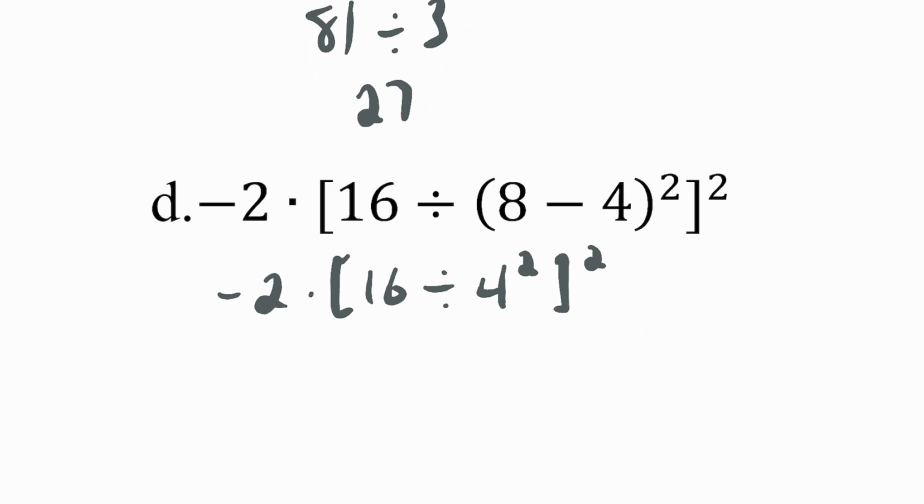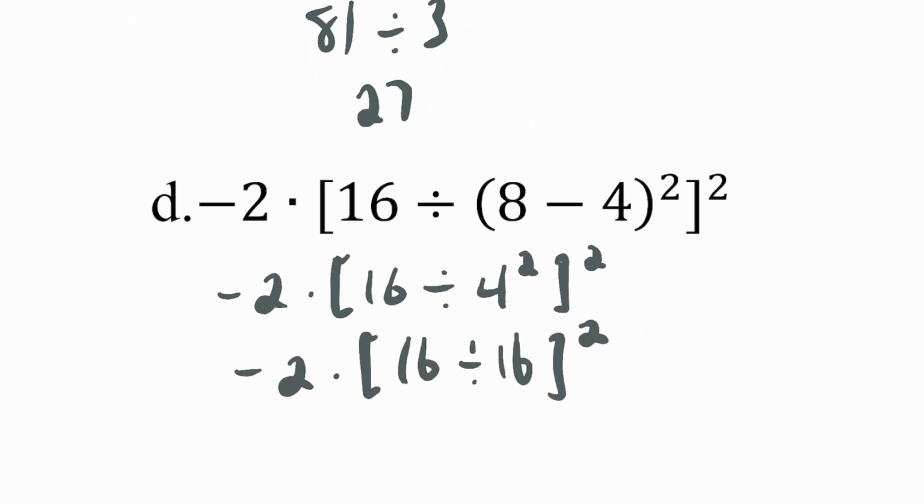So now, I'm still on P, parentheses. But within the brackets, within these parentheses, there are several things. So I have to restart my approach to PEMDAS. Well, parentheses, but within those parentheses, there's multiple things. So within the parentheses, I go to E, exponents. So I have to handle this first. So this is going to be negative 2 times bracket 16 divided by 16, right? 4 squared is 16. Now I can go ahead and continue in the parentheses. I have no multiplication, so I'll handle the division. 16 divided by 16, which will be 1 squared. And now, inside the parentheses is pretty much resolved, right?